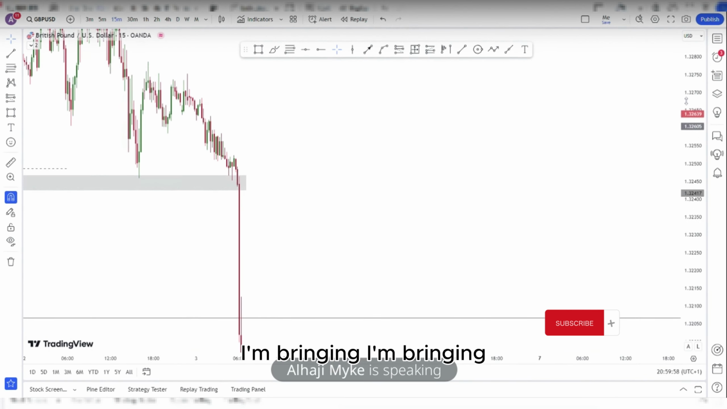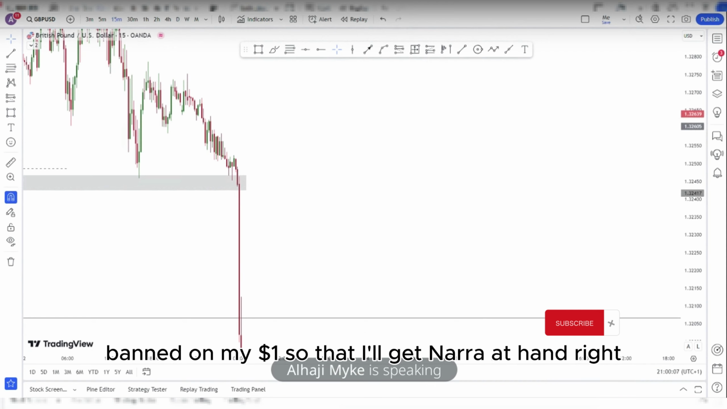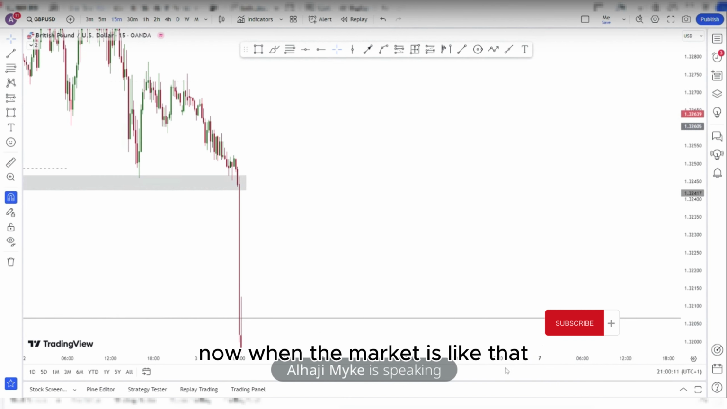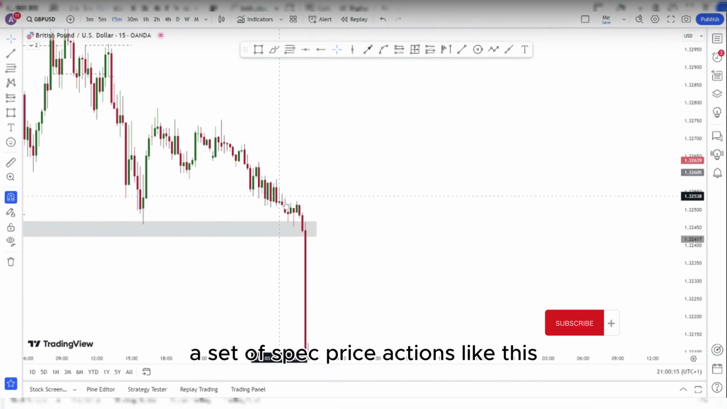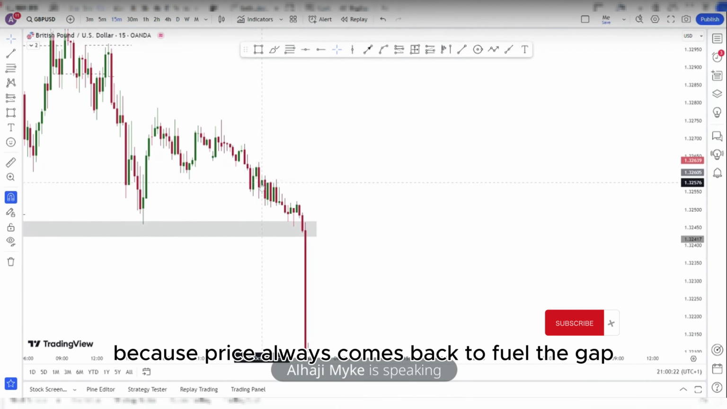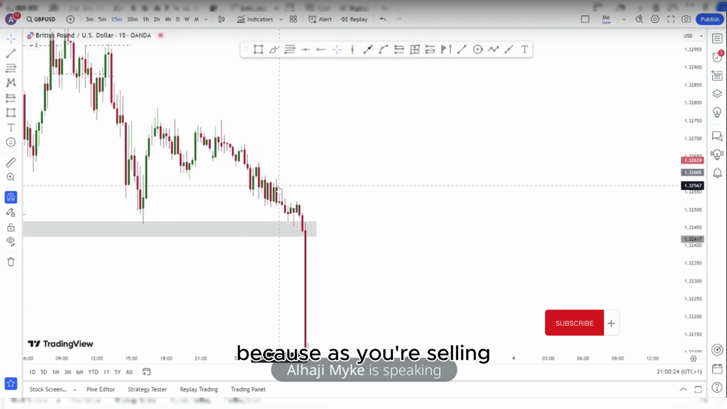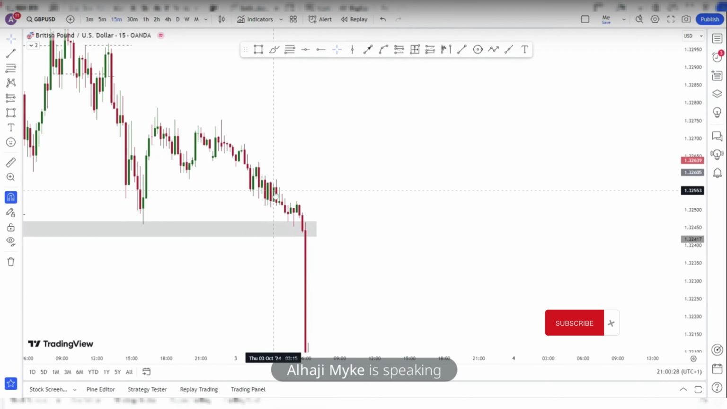Because let's say I'm bringing $1 to sell because I want to get cash. I need naira to spend. Someone has to be buying my $1 so that I would get the naira at hand, right? Now, when the market is like that, you are set to expect price action like this. It looks choppy, but this is healthy price action because price always comes back to fill the gap, as you are selling, someone is buying.